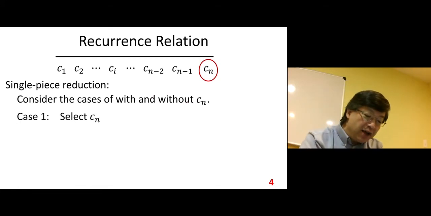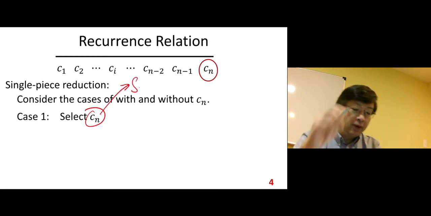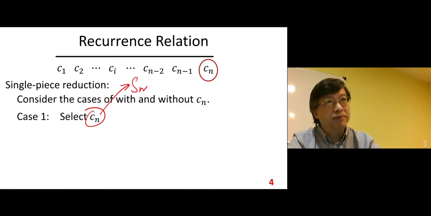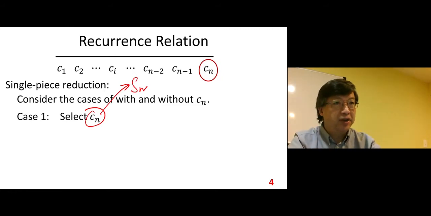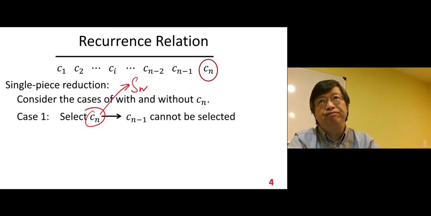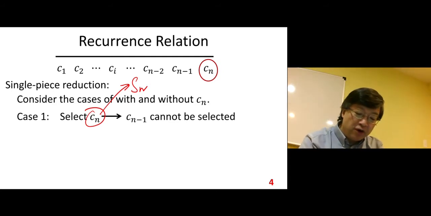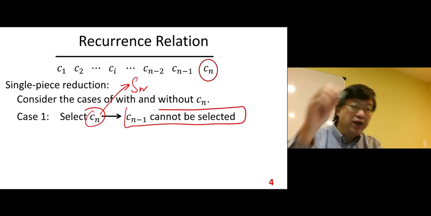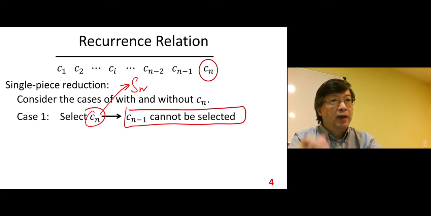Case 1. Select Cn. So that means Cn is included in Sn. Case 1, Cn is inside Sn selection. Then, based on our constraint, Cn minus 1 cannot be selected. So here we enforce that constraint here.